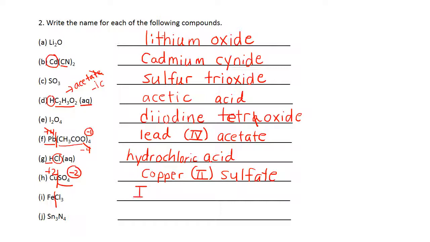Next one is going to be iron something. Again, it's a transition metal, so I need to put a Roman numeral. And the second one is chloride. So to figure out the charge of iron, I need to look at the anion part. Cl has charge of -1. You have 3 of those. So iron has to be 3 to balance the charges out.